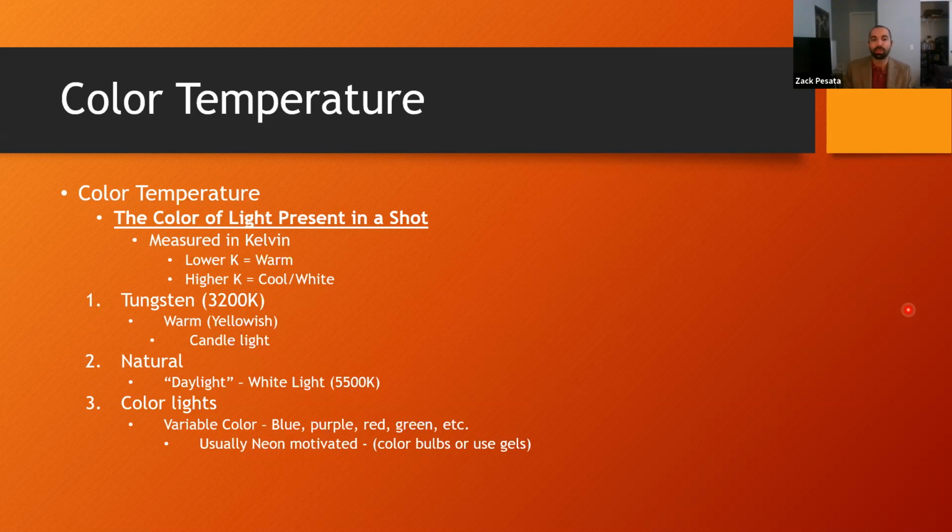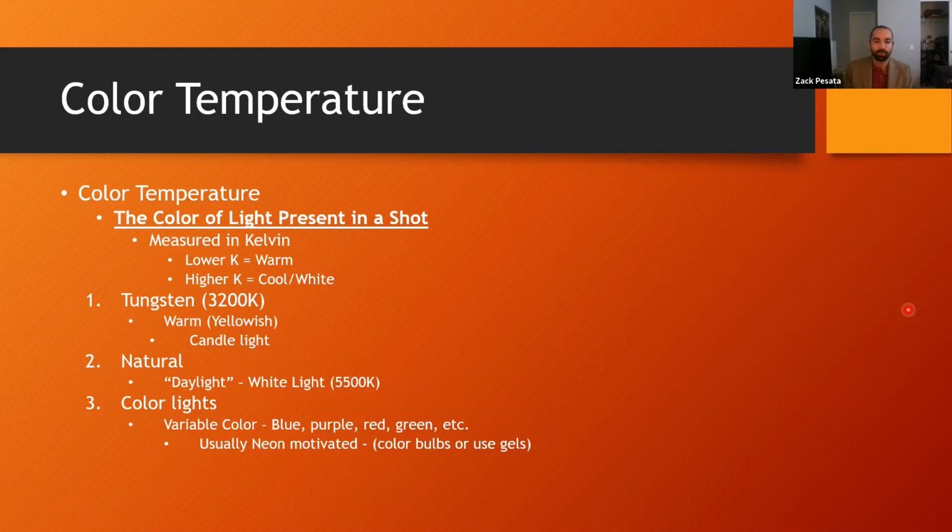Tungsten is that warm, yellowish, candle-like light. That's 3200 K. Natural or daylight is that sort of white light, which lives at 5500 K. And then I have this third category that fits somewhere outside of the typical Kelvin temperature, but it's just the use of color lights. So again, you can just say things like they're using a blue light, a purple light, a red light, a green light. So just anything that fits outside of that typical scale.